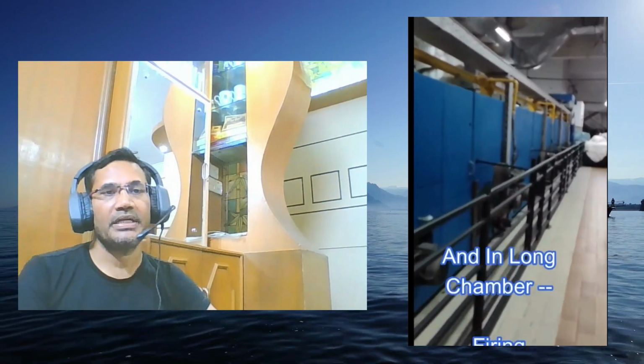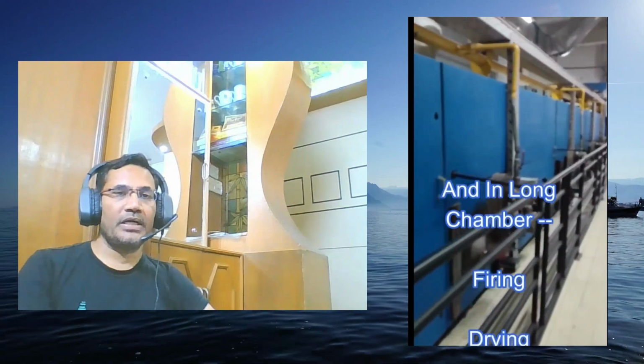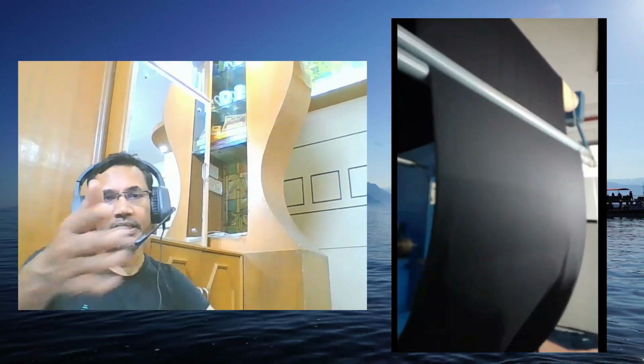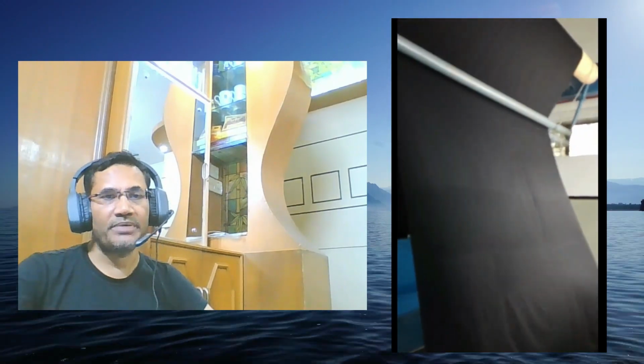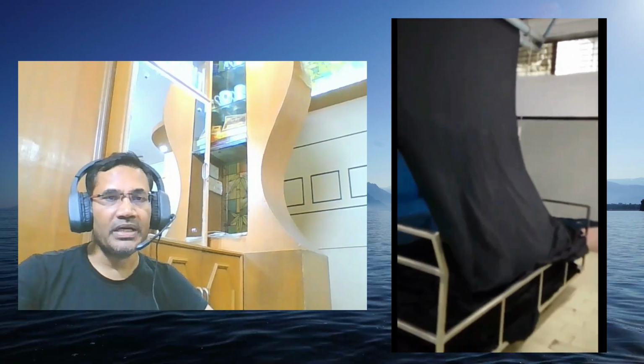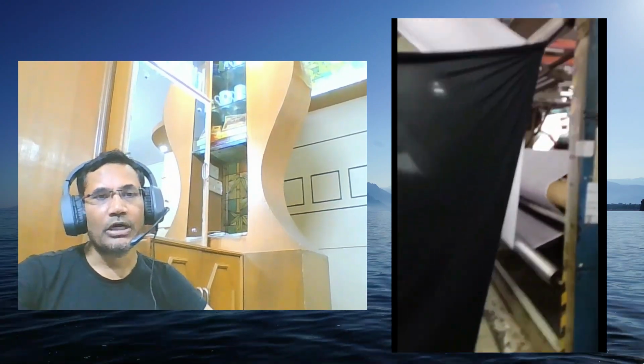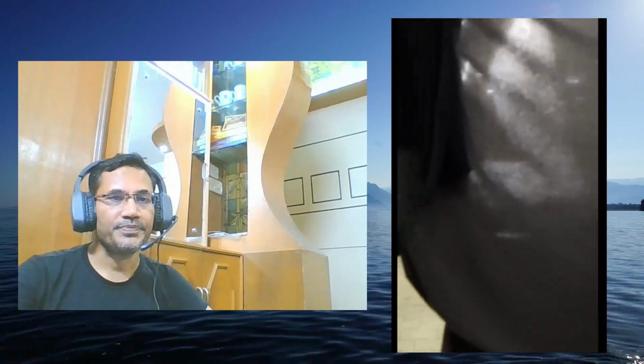Then this part is taken care of. Then I'm going to the last part of the machine. See, the fabric output is coming here. The machine outcome. The fabric is coming. It's a black fabric. Now the fabric is coming here. See the fabric.